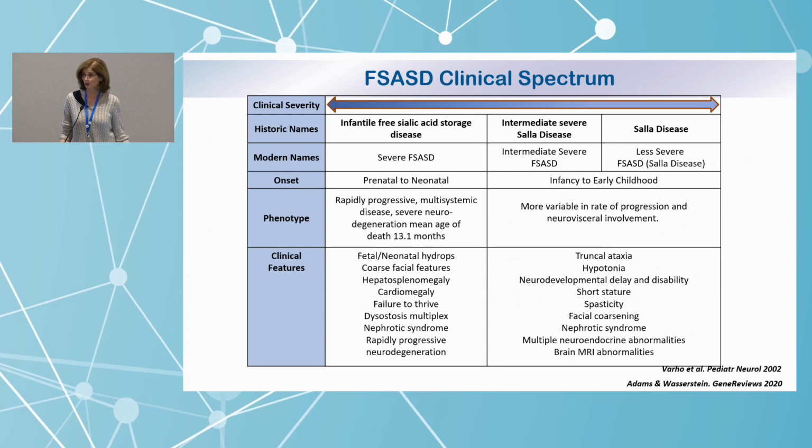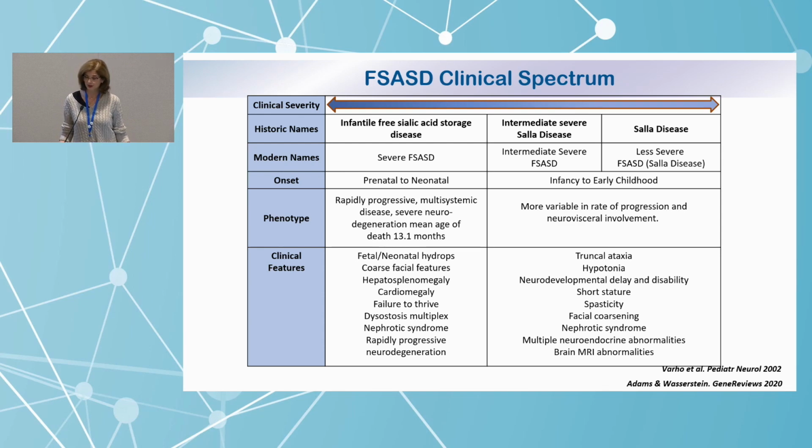FSASD is a lysosomal storage disorder, and like all lysosomal storage disorders, there is a spectrum of clinical severity. And like many lysosomal storage disorders, we're undergoing a rebranding. The most severe form used to be known as infantile free sialic acid storage disorder, or ISSD. We're now transitioning to the term severe FSASD, and the purpose of this transition in nomenclature is just to acknowledge the allelic nature of these various phenotypes.